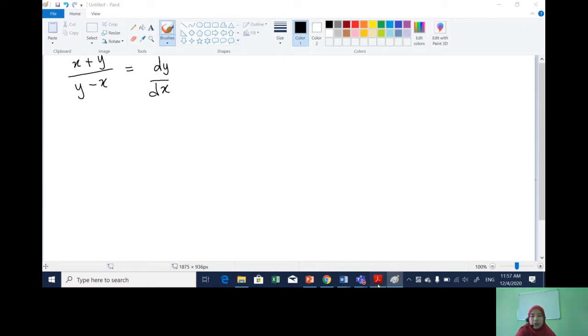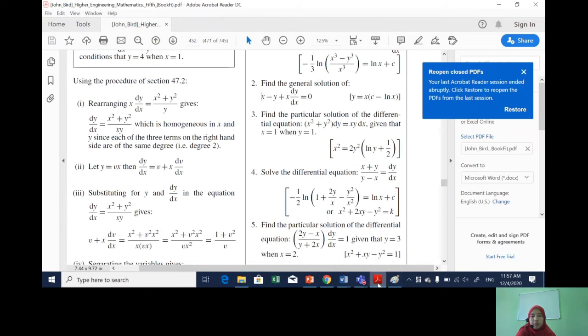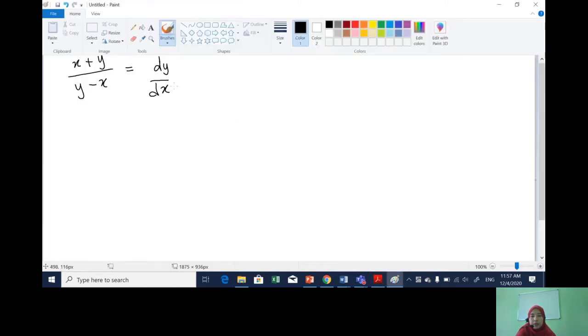Okay, so the original equation is already in the form of dy dx, right? The only difference is that your dy dx is on the right hand side. There's no problem, we just need to change it: the left goes to the right, the right goes to the left. So this is our Q and P. We use the transformation here. Remember that y is vx.